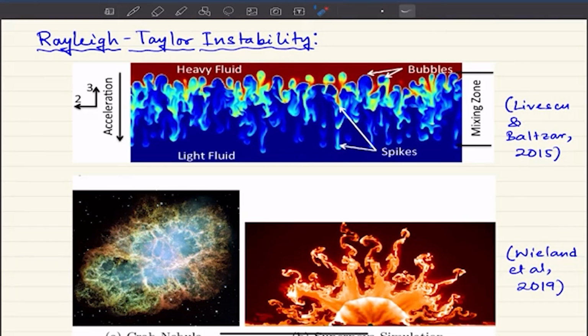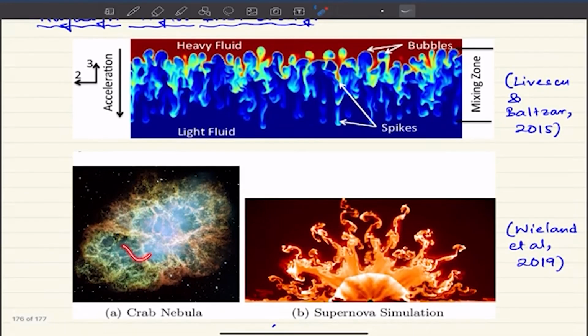And here you can see a picture of the Crab Nebula, where you can also see finger-type structures extending into the ambient dilute medium, which can also indicate a plausible RT instability.